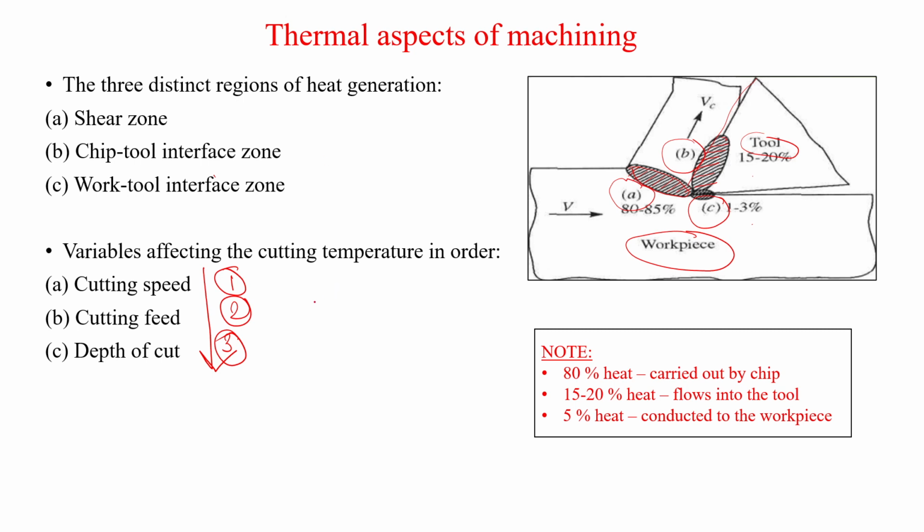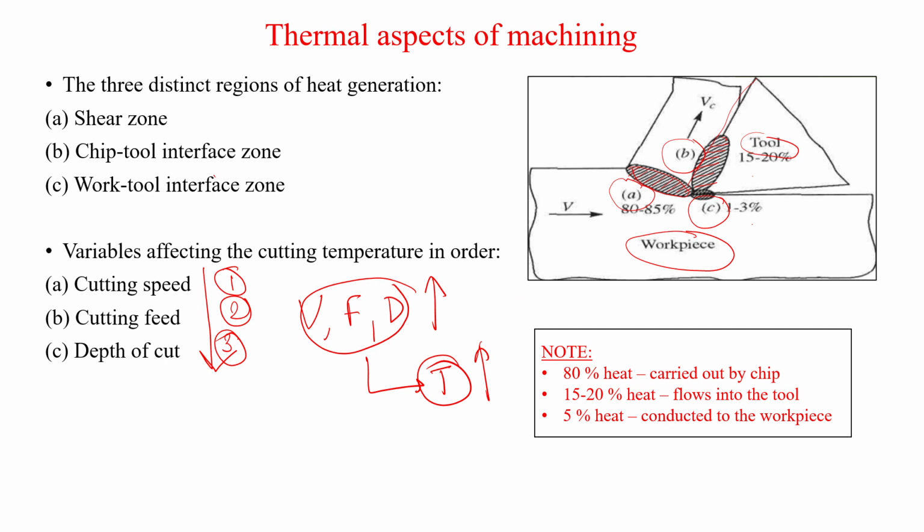If you change the speed or feed or depth of cut, if you change any of the three, then the cutting temperature will change. It depends how it varies with the speed, feed or depth of cut. And the most significant variable is the cutting speed, because the cutting speed has a very huge impact on the cutting temperature.